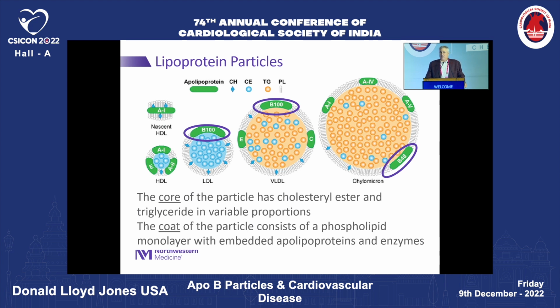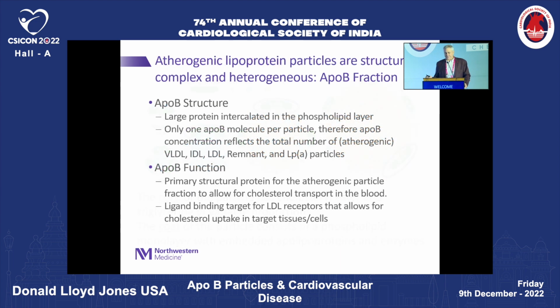In the case of chylomicrons, the ApoB is ApoB 48, and in the case of VLDL, intermediate density lipoproteins and low density lipoproteins, as well as Lp(a) particles, that is ApoB 100. And I'm going to focus most of this talk on ApoB 100.